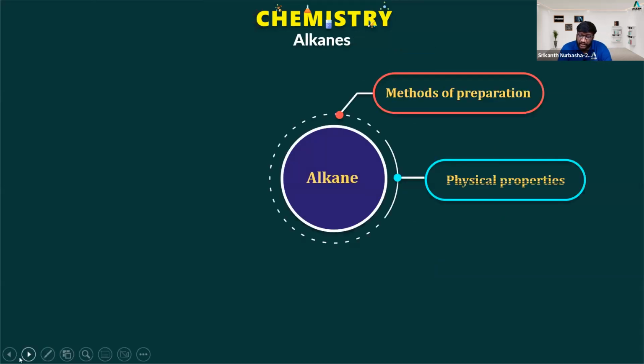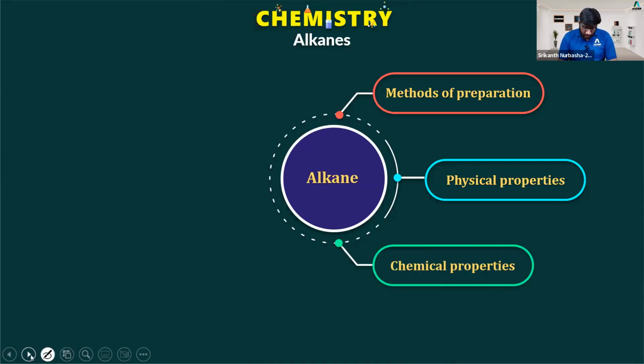Alkanes. Study will always go with three perspectives: methods of preparation, physical properties, and chemical properties. How can we prepare that particular organic compound, whether it is alkane or alkene or alkyne, whatever it is. What are the different physical properties? Physical properties mainly discuss boiling point and solubility. Chemical properties means different chemical reactions shown by that organic compound. Okay, so let us start with that: methods of preparation, physical properties, chemical properties.